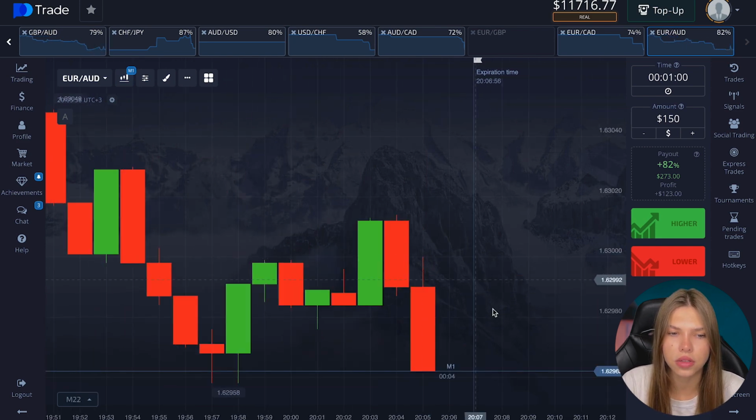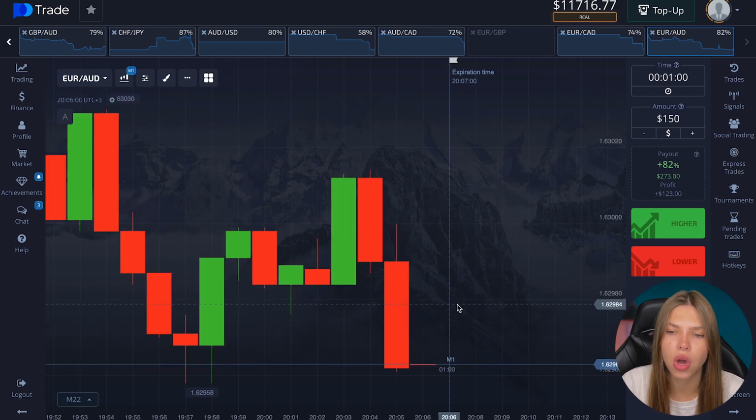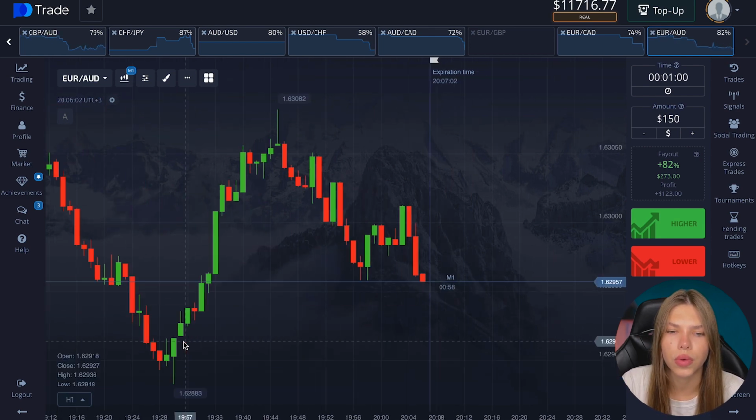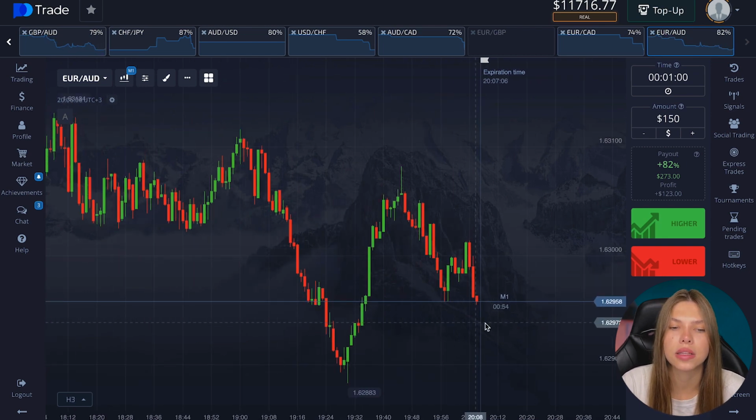I wait for the entry point, when I understand that now there is a high probability of a rollback to the top without breaking through the minimum. So, respectively, the movement will continue downwards for me. This is like an input signal.